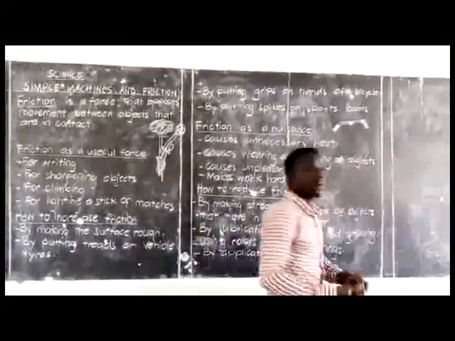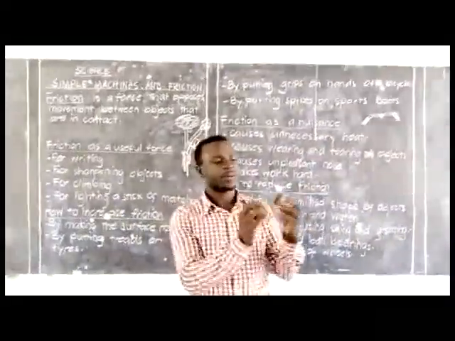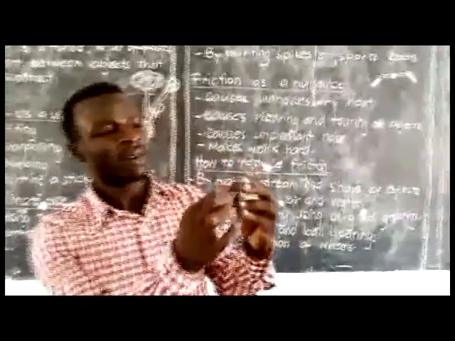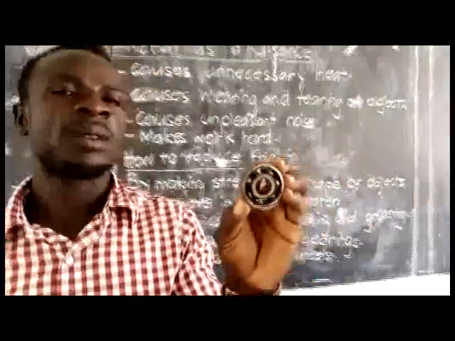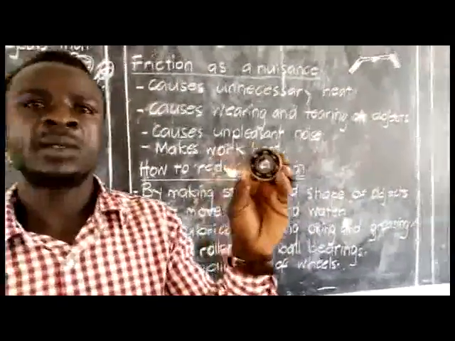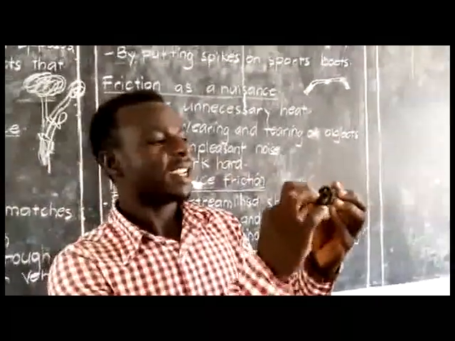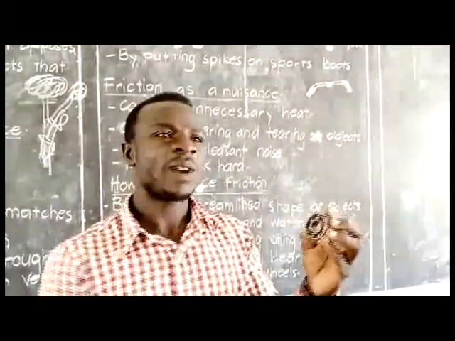For example, we have our ball bearings here. This is a ball bearing. It is got from a part of a motorcycle. So ball bearings have been put there to simplify work.